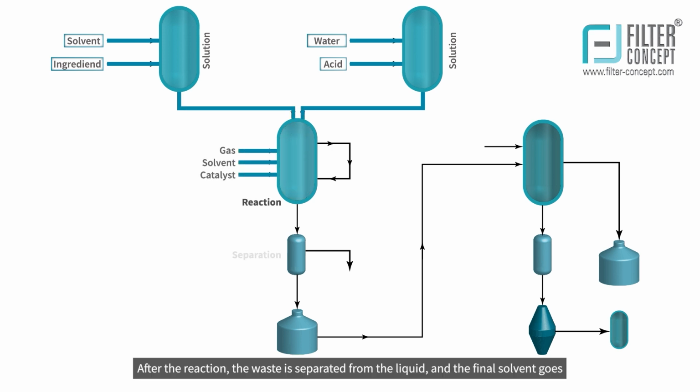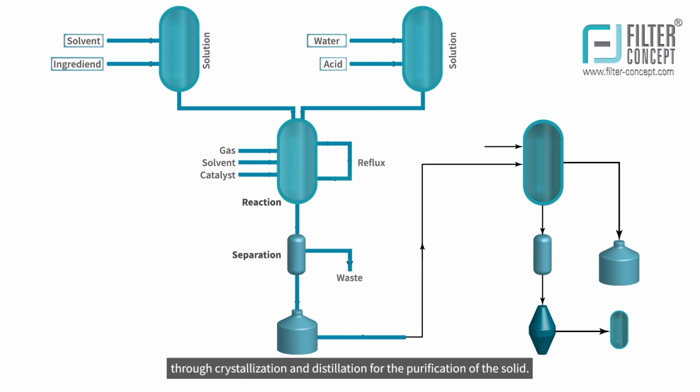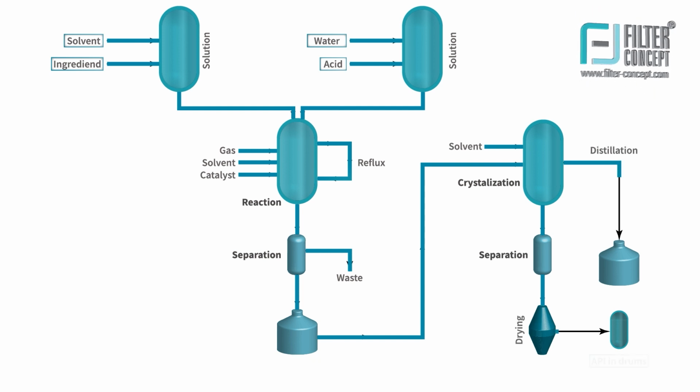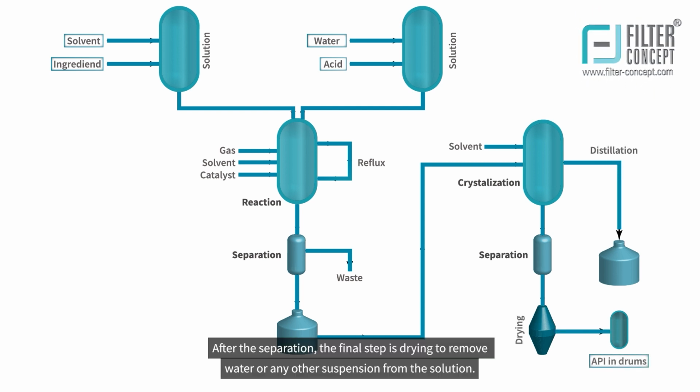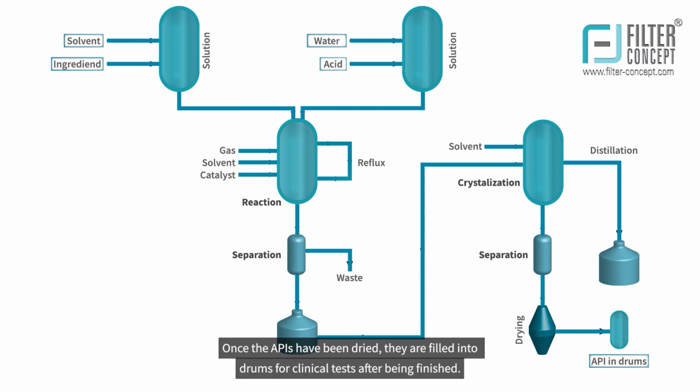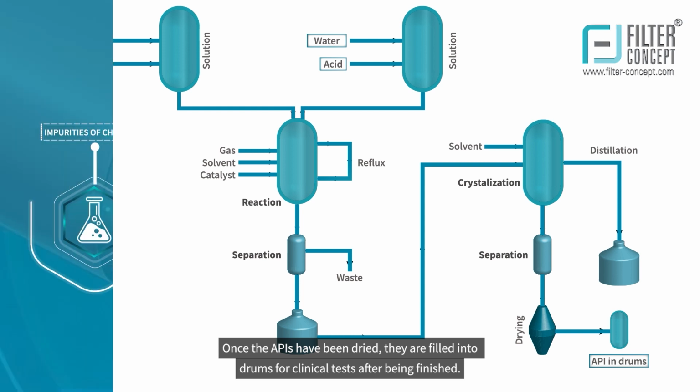After the reaction, the waste is separated from the liquid, and the final solvent goes through crystallization and distillation for the purification of the solid. The impure solid is dissolved in a boiling solvent and cooled slowly. After the separation, the final step is drying to remove water or any other suspension from the solution. Once the APIs have been dried, they are filled into drums for clinical tests after being finished.